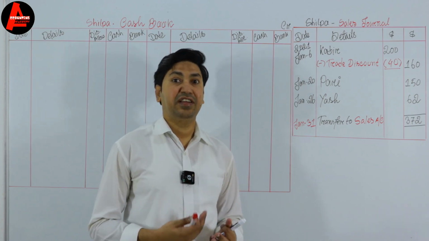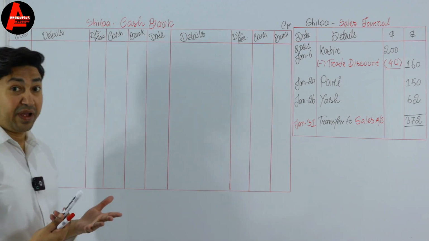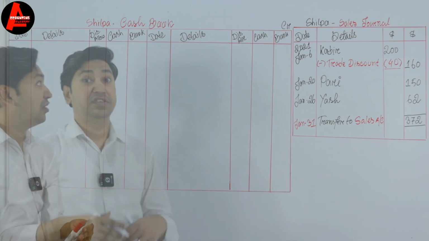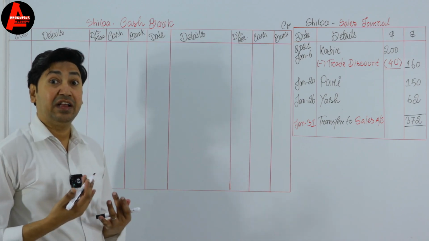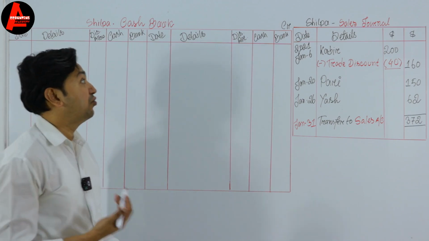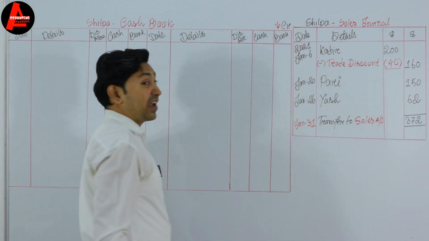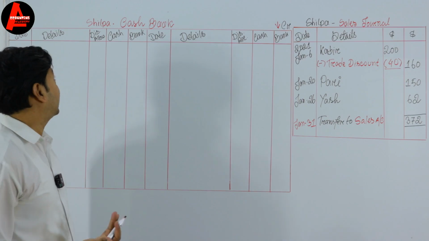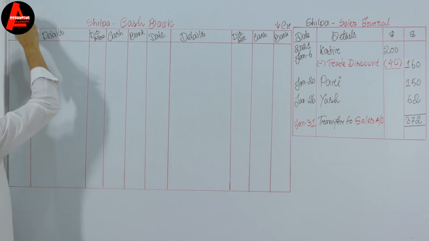Okay, so here it is a cash book. All cash related transactions will appear, cash or bank related transactions. Here is a simple trick you need to remember. When the cash or bank balance decreases, we record on the credit side. When the cash or bank balance increases, we record on the debit side.